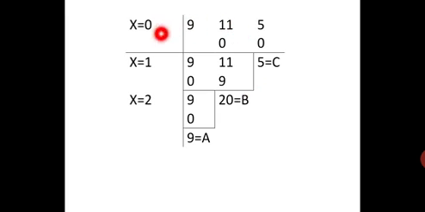Now I will apply the synthetic division method. You can see it here: x equals 0, 1, 2, and simplify this. This is 9. 9 times 0 is 0. If you add 11 and 0, we get 5. We have got one remainder here. Right? Similarly, we will go for x equals 1.